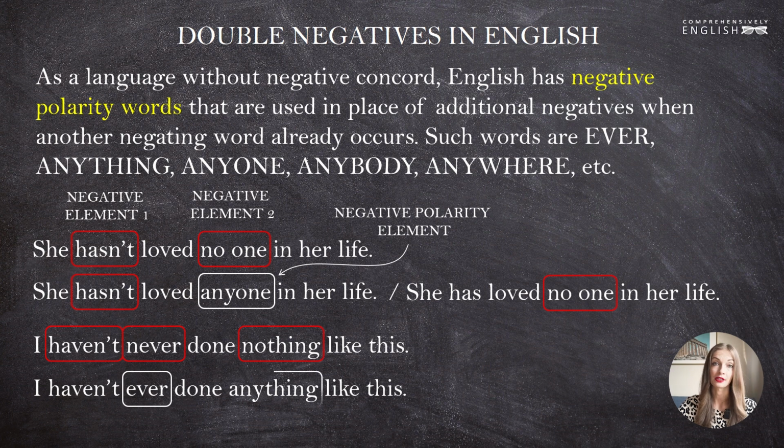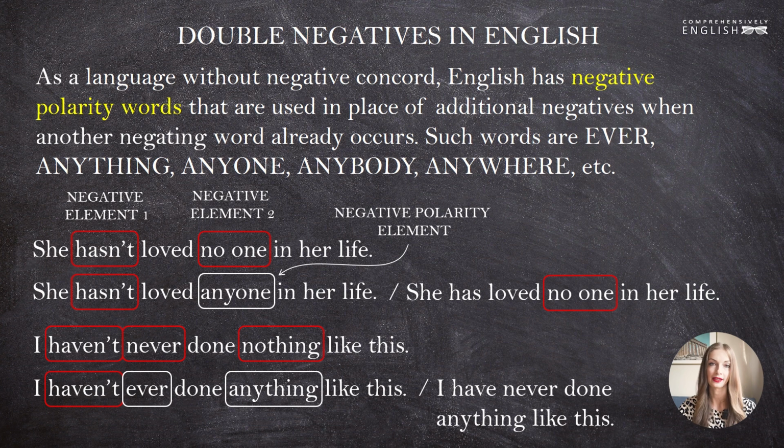We should use these negative polarity words, ever and anything, and leave only one negative component. In our case, it's the verb form haven't. I haven't ever done anything like this. You can also say I have never done anything like this. Again, in this case, you will only have one negative element, an adverb, but your verb will be in its positive form. And again, this second option is stronger. I have never done anything like this, then I haven't ever done anything like this.